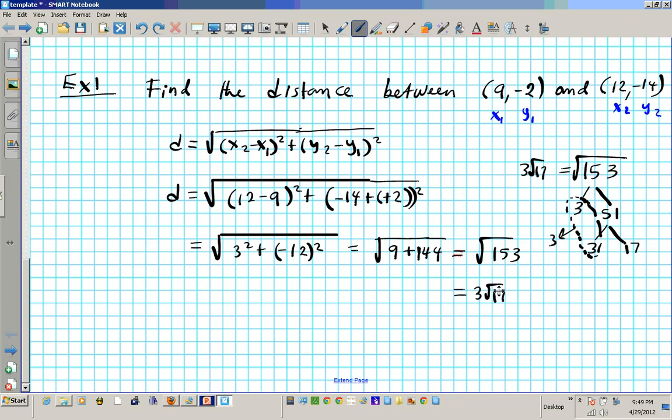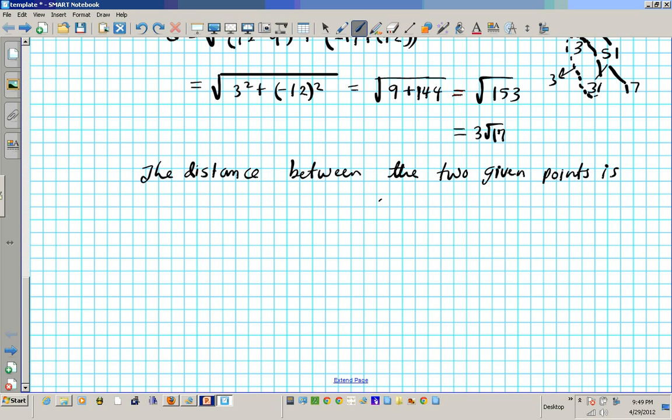So what does this answer mean? It just basically means that the distance between the two given points is 3 root 17 units. Okay, so for the classwork, I'd like you to write this conclusion. It shows me that you understand what the answer means, all right?